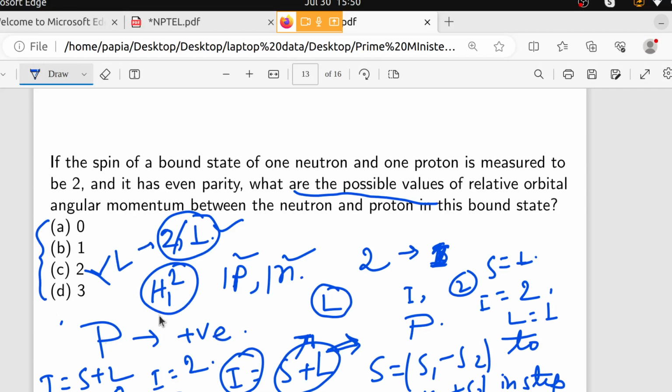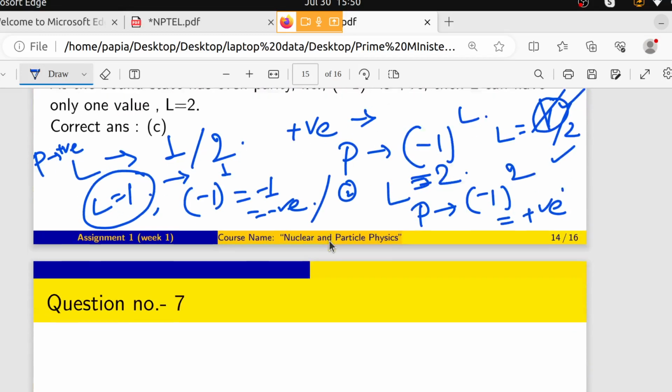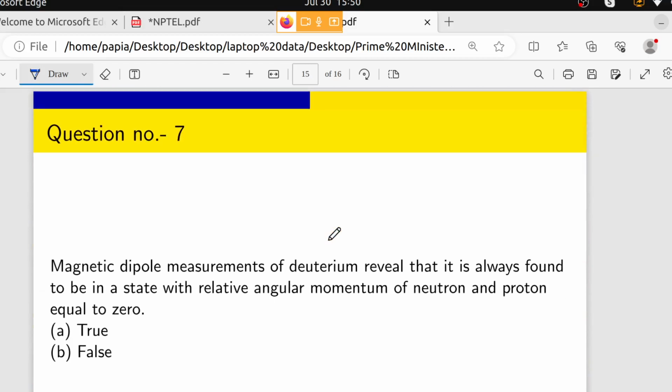Okay, so this is the answer of that question. Now coming to the seventh one. I think this is the last one, but yeah, let's see. So the seventh question. In that seventh question, the magnetic dipole moments of deuterium reveal that it is always found to be in a state with relative angular momentum of neutron and proton equal to 0. And we have to say that it is true or false.